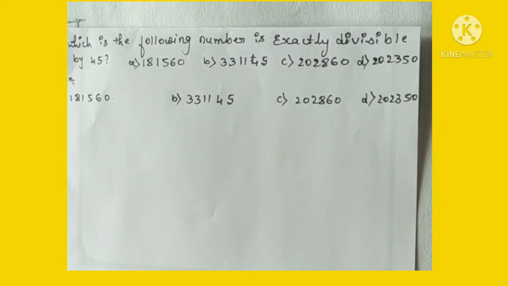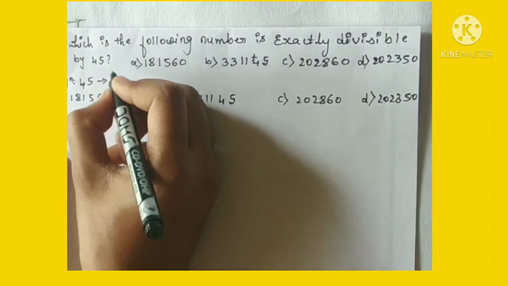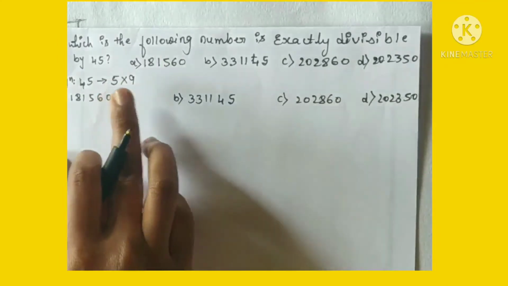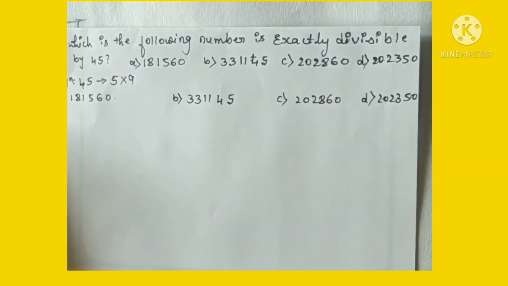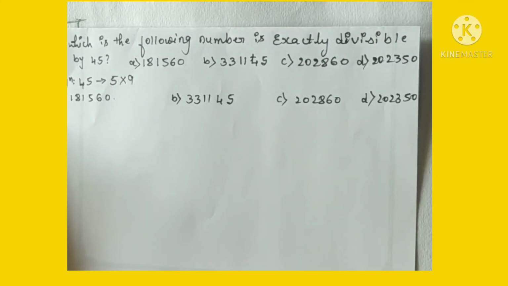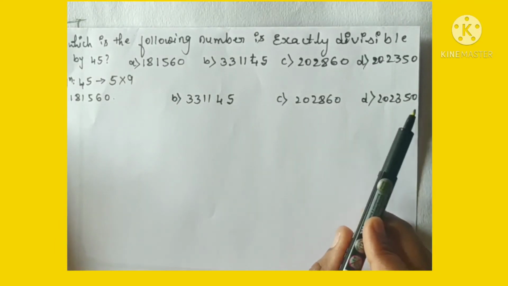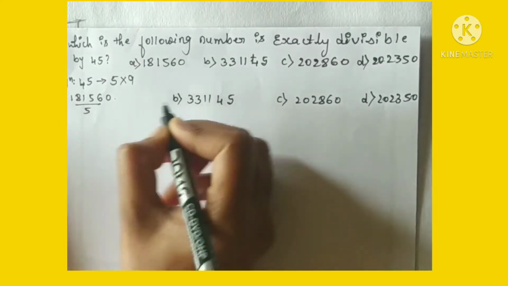So this 45 can be written as 5 into 9. 5 nines are 45. So if you check the options which are exactly divisible by both 5 and 9, then we will easily get the number which is exactly divisible by 45. Now I will check the divisibility rule of 9 and 5 for all the options. Okay. Now if you observe all the options, all options are completely divisible by 5.